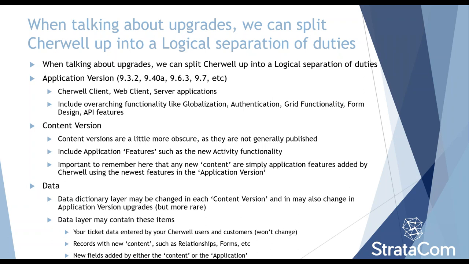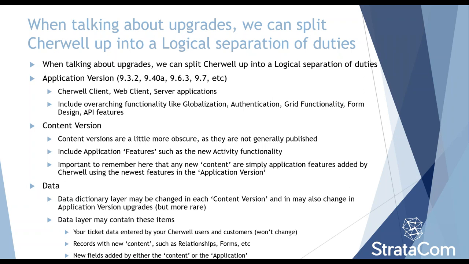So content versions are a little more obscure. The versions are generally not published. They include application features like the new activity functionality. So it's important to remember here that content is simply application features added by Cherwell using the newest features in the application version. There's nothing really special about this content. There's nothing that Cherwell does with content that you couldn't do if you started with just a base Cherwell development Orange pill. You could do everything Cherwell did and write your own content and have your own applications. But Cherwell does have a content version.